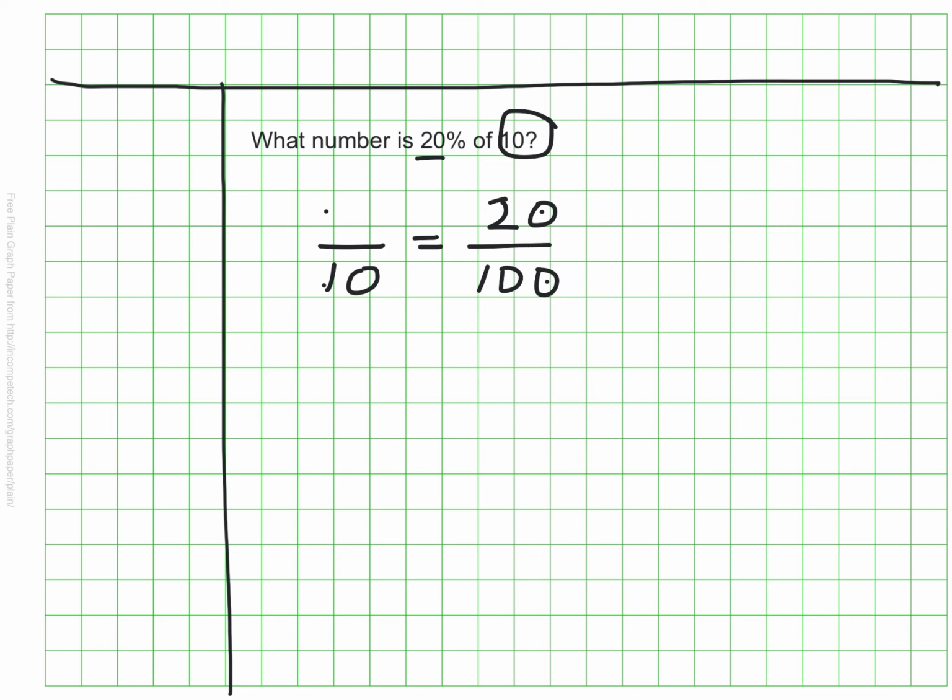Right? So this is the one I don't know. That's my question mark. But again, I picked a nice friendly number here. So I might think to myself, okay, well 10 times 10 is 100. So my mystery number here, times 10, equals 20. And if I don't know that off the top of my head, I could do 20 divided by 10, and I would get 2. So 2 is 20% of 10.